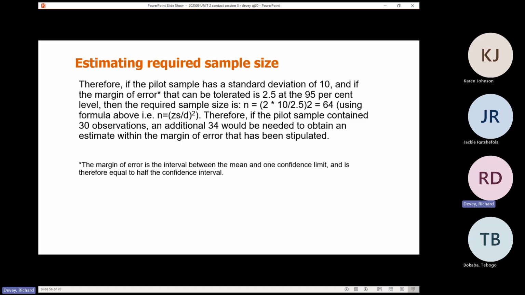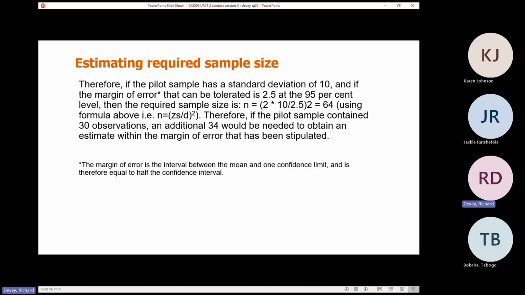So taking that information into account, we would end up with 2 times 10. 2 would come from the Z table. 10 is the standard error. 2.5 is our tolerable amount of margin of error. And then we square that. The 2 should be superscript, but it's squared. And that would give us a required sample size of 64.